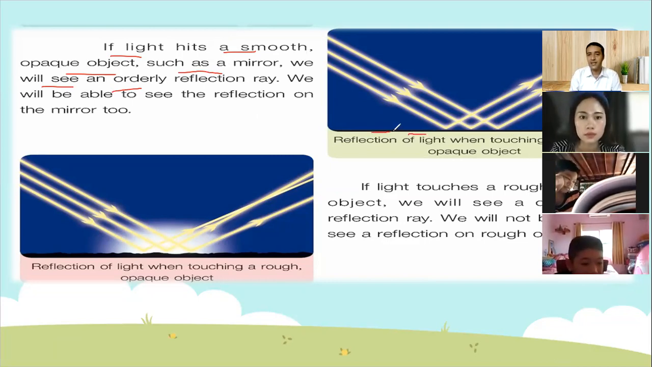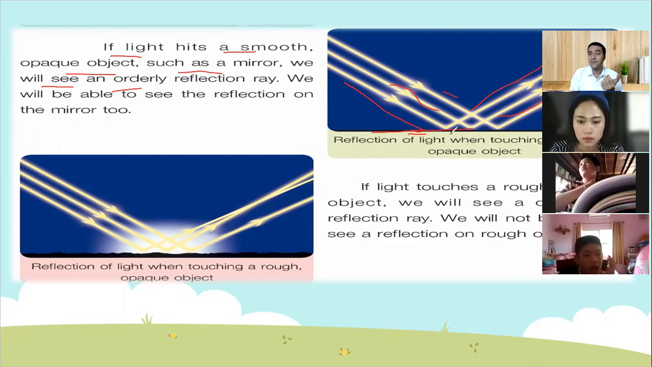So this surface here, the mirror, is a smooth surface. You can see here, when the flashlight hits the mirror, it will reflect in the same direction. All of the lines reflect in the same direction, okay?